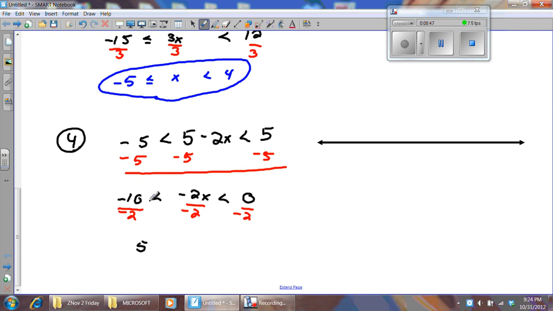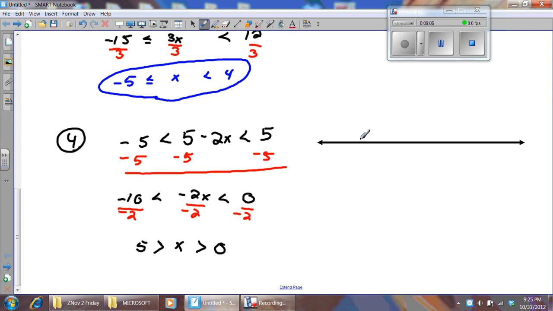Because I divided by a negative, that inequality will flip. In the middle, I'll get an x. I divided by a negative, so the inequality will flip. 0 divided by negative 2 is 0. So this one will look like this.